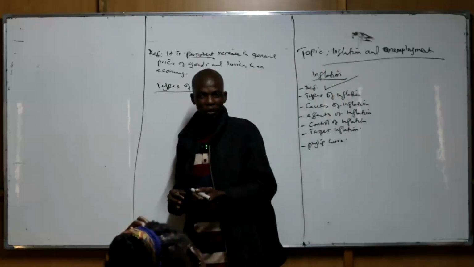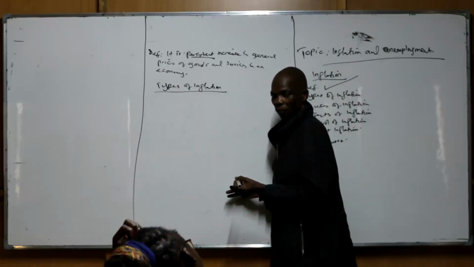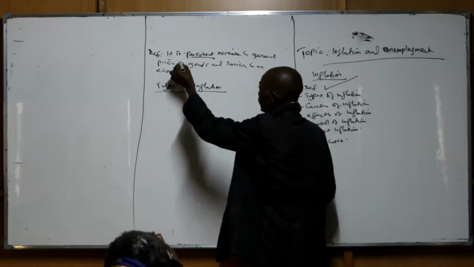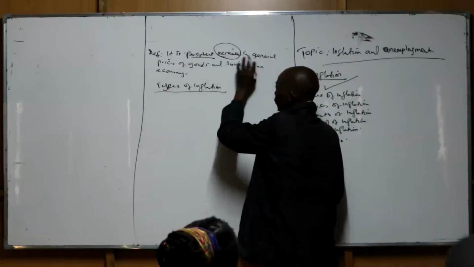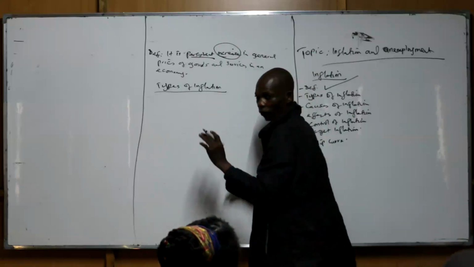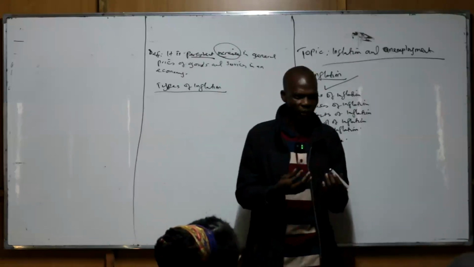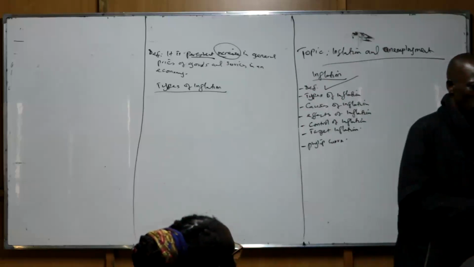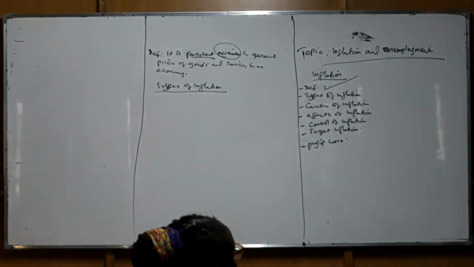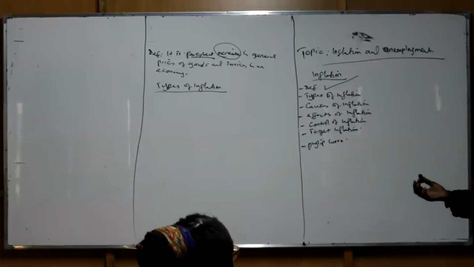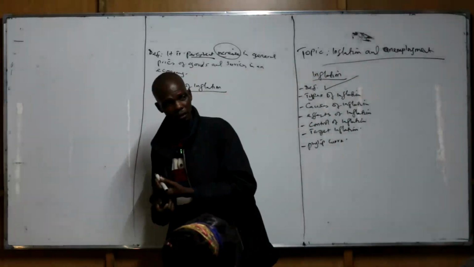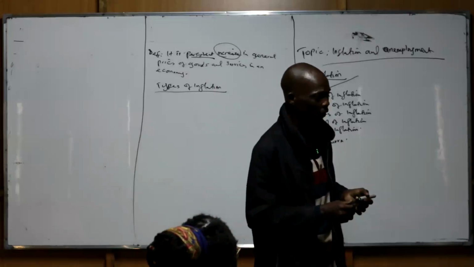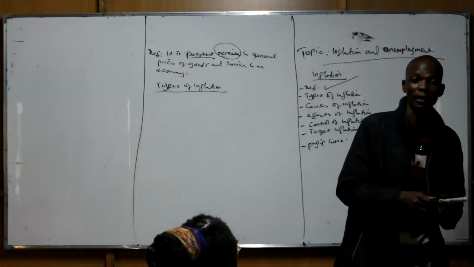Now, you have to understand this. Inflation is a persistent increase in the general prices of goods in the economy. At what rate? The rate of the increase in prices gives us the type of inflation. It must not be confused with the causes of inflation, which we are going to look into.